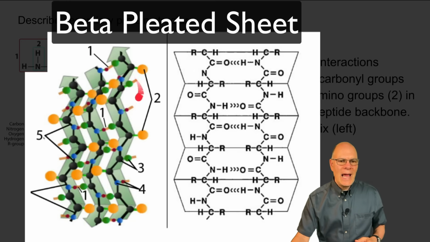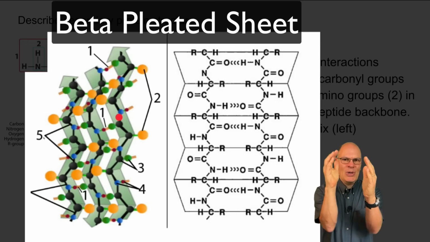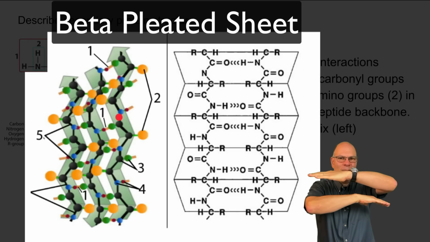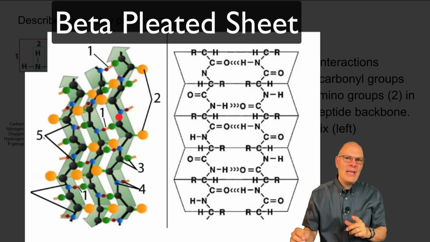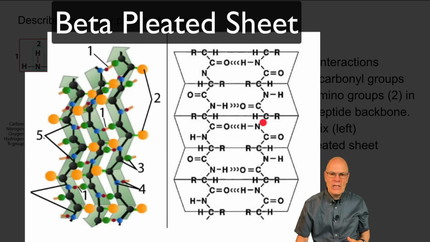Now the other thing that happens is if parts of the polypeptide chain are either parallel to one another, like this, or anti-parallel to one another, like this, then carbonyl and amino groups can again interact and form hydrogen bonds, and that can lead to a form called a pleated sheet. And that's what we see over here.